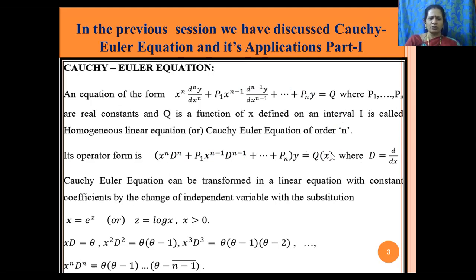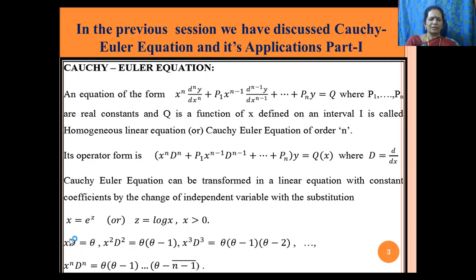Now we are going to write this equation in the form of Cauchy terms. The Cauchy Euler equation can be transformed into a linear equation with constant coefficients by a change of independent variable with the following substitution. What are the substitutions? x is equal to e power z. From that we write z is equal to log x, where x is greater than 0.